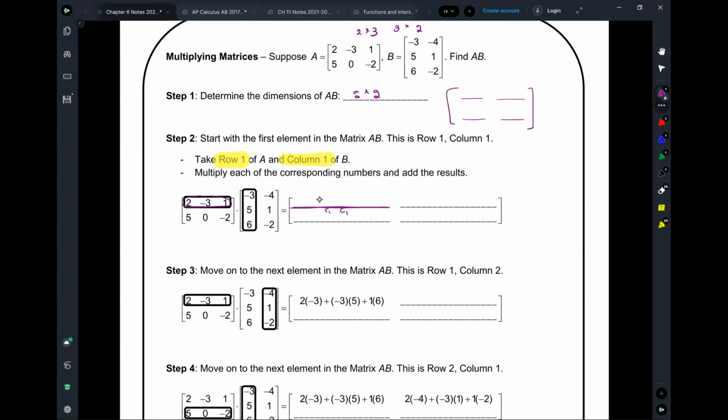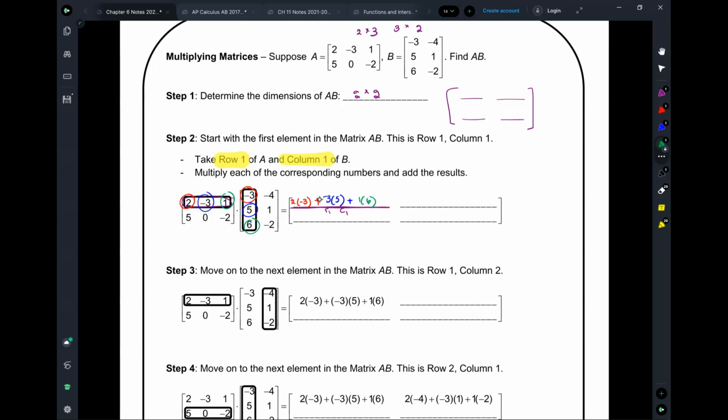Now what you do is you multiply each of the corresponding numbers and add the results. So for example, multiply the first one by the first one, plus the second by the second, negative 3 times 5, plus the third by the third.